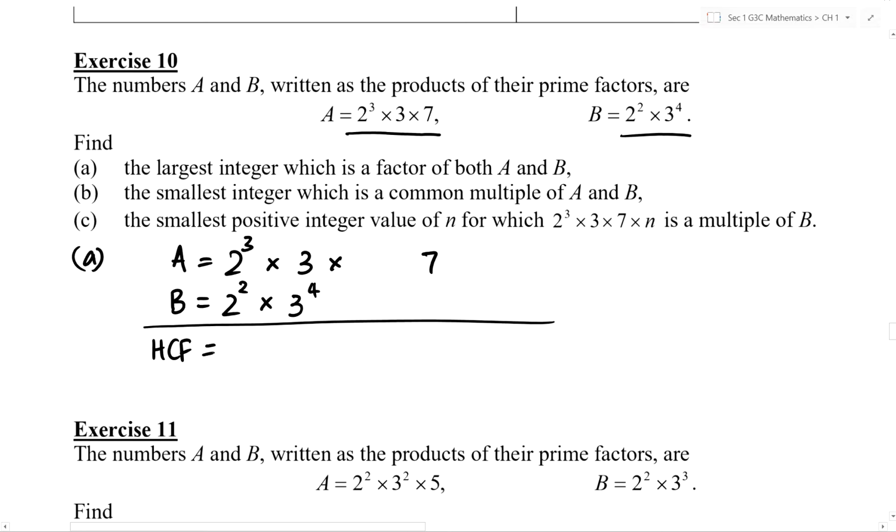I find this presentation quite neat and I encourage you to use it. So for HCF, we are trying to find all the common factors that we have. Now looking at the prime factor of 2, how many of them are common? 2 of them. So you got 2 squared. Looking at the prime factor of 3, how many of them are common? Only 1. And so our HCF will be 4 times 3, which is 12. That is the answer for part A.